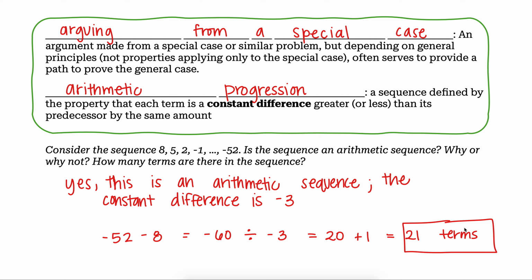But this process works when you've got any arithmetic sequence and you want to find the number of terms. As long as you have a distinct starting and ending point, you can follow this pattern. So again, you're taking your ending number minus your starting number, dividing by the constant difference, and then adding 1. So that gives us the number of terms.